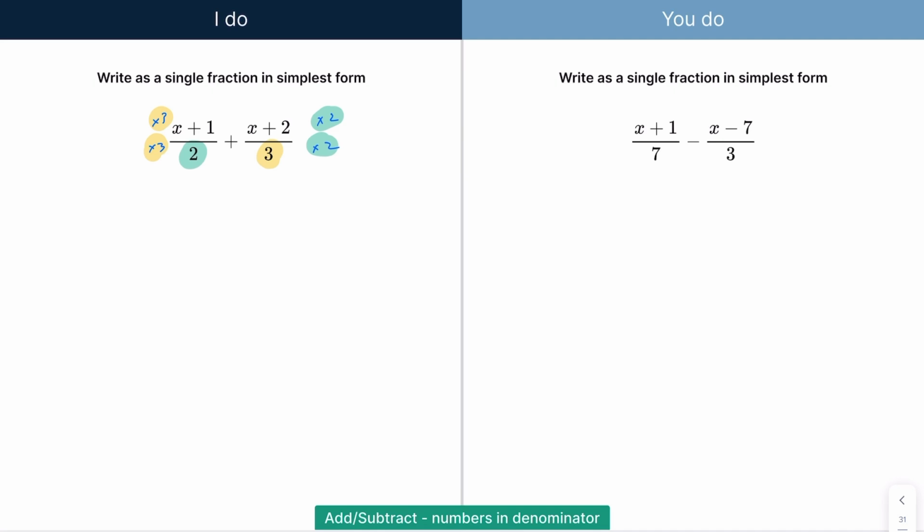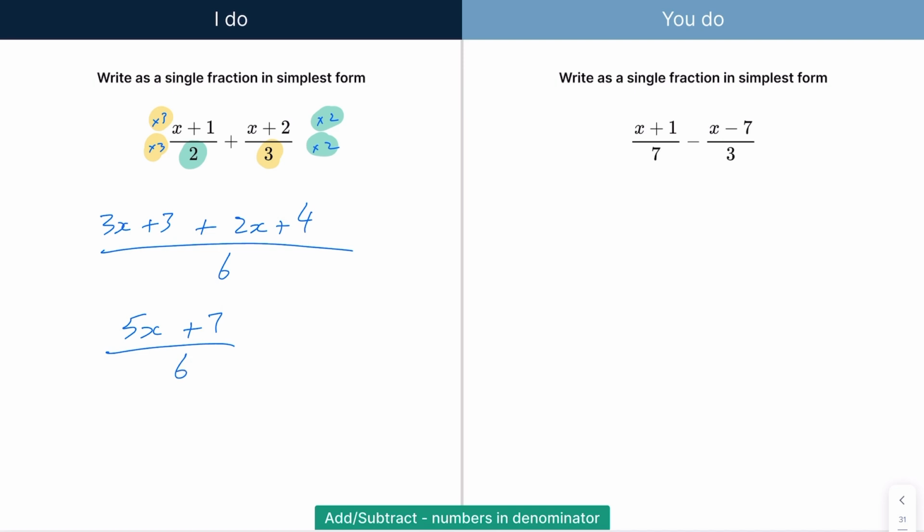And now you'll see what these actually do. So that's 3x plus 3 plus 2x plus 4. And the denominator is just 6. Collect the like terms. Again, over on the right, the exact same thing applies.